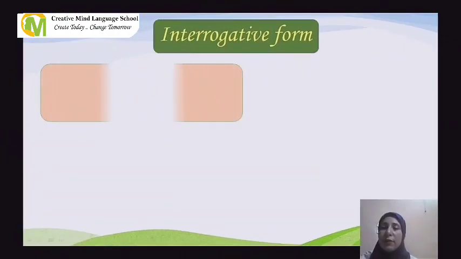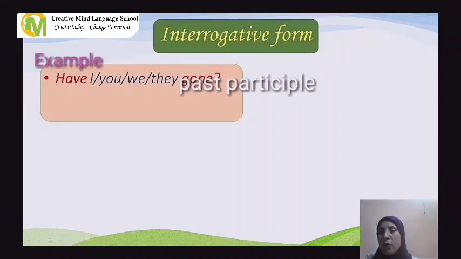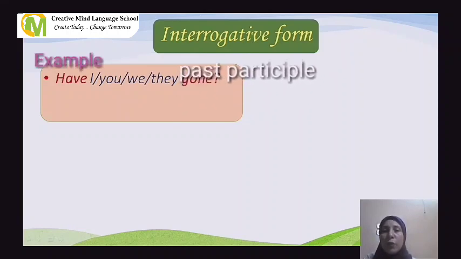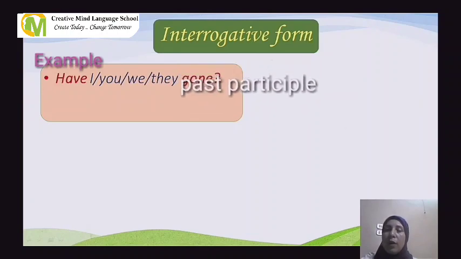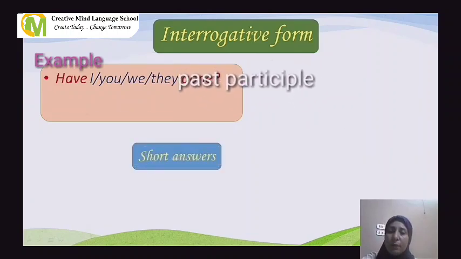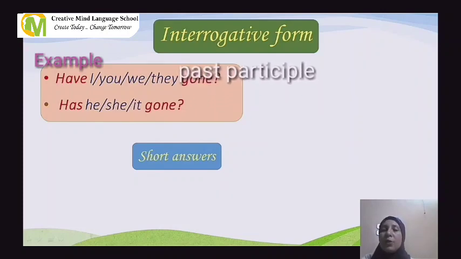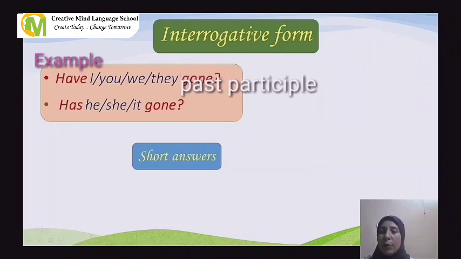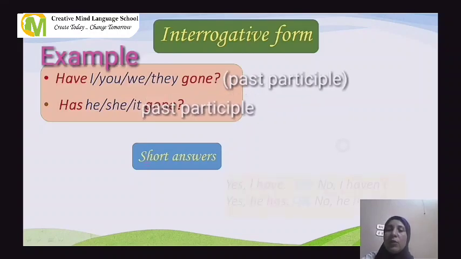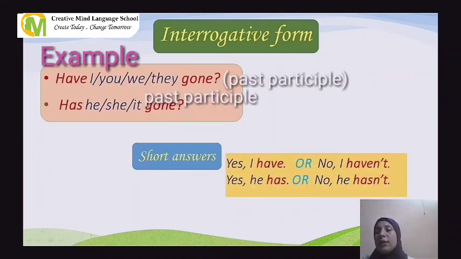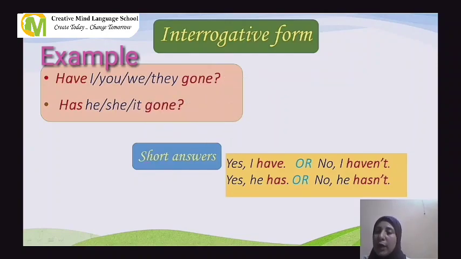The interrogative form, it's have with the subject I, you, we, they, plus past participle. Example, have they gone? Singular form, has with the subject he, she, or it, plus past participle. Example, has he gone? And the short answer is yes, I have, or no, I haven't. Yes, he has, or no, he hasn't.